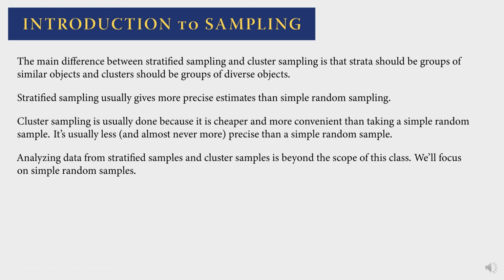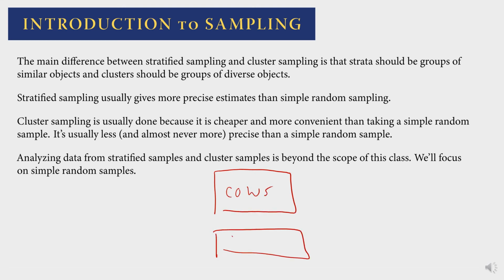Analyzing the data from both of these methods is more complicated than it is with a simple random sample, because you have to split up the variability into components. One source of variance comes from the difference between the groups, and one is from the difference within the groups. And they have to be handled separately because of the sampling of the groups. To see what I mean, let's look at the group cows and the group chickens.